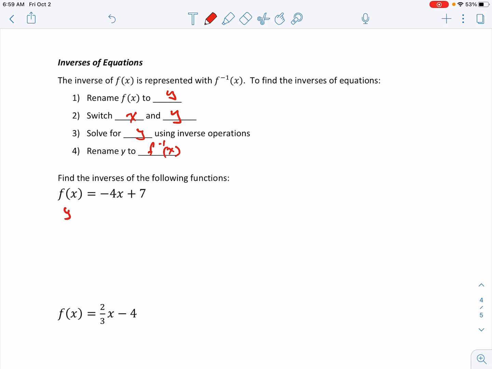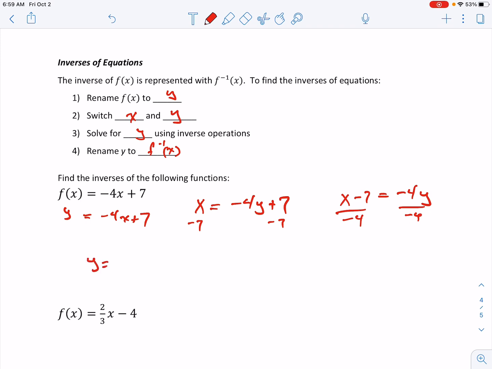We're going to switch f of x to y. Now we're going to switch x and y, so x equals -4y plus 7. Now we're going to solve for y by taking away 7 on both sides of the equation. So now we have x minus 7 equals -4y. And to solve for y, we divide by -4 on both sides. That would give us y equals -1/4 x plus 7/4. And then we rename y back to f inverse of x. So f inverse of x is equal to -1/4 x plus 7/4.